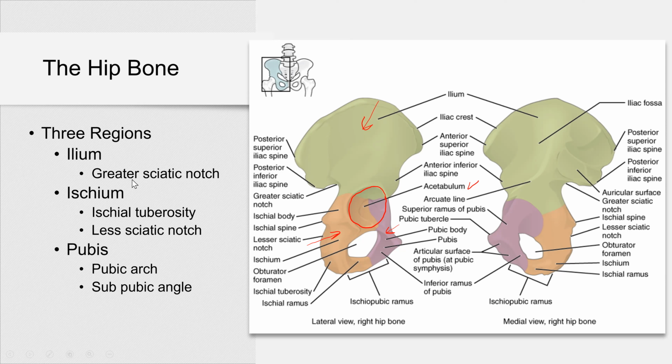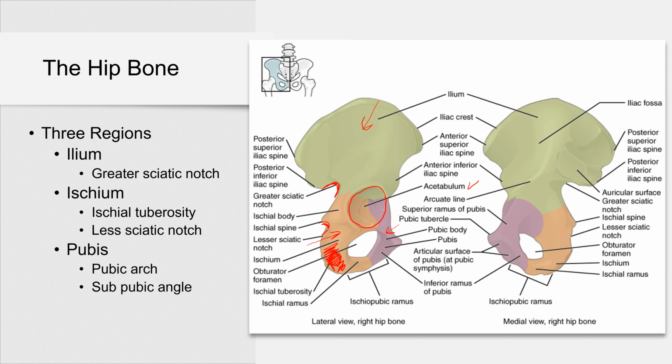Now ilium, it tells you here it has the greater sciatic notch. So it's right here. We have the sciatic nerve that's gonna be passing through this area. Ischium has the ischial tuberosity, that is this part right there. So if you're sitting right now, you're sitting on your ischial tuberosity, and it has a lesser sciatic notch right there. And pubis has a pubic arch and subpubic angle.